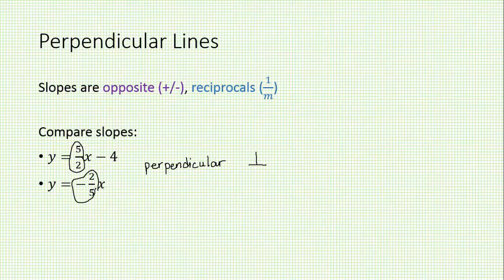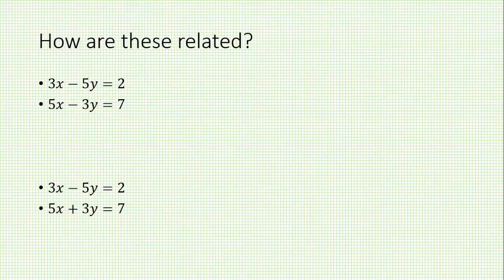Looks like that. Let's see if we can figure out how these are related. The first pair is in standard form, so I'm going to use my formula. The slope of that first equation looks like it would be 3 over positive 5, and the second one would be 5 over positive 3. These are reciprocals, but they're not opposites. So these are not perpendicular, and they're not parallel. We say they're neither. They're just not related in either of those ways. These are just intersecting lines. There's no symbol for neither, so please just write the word.